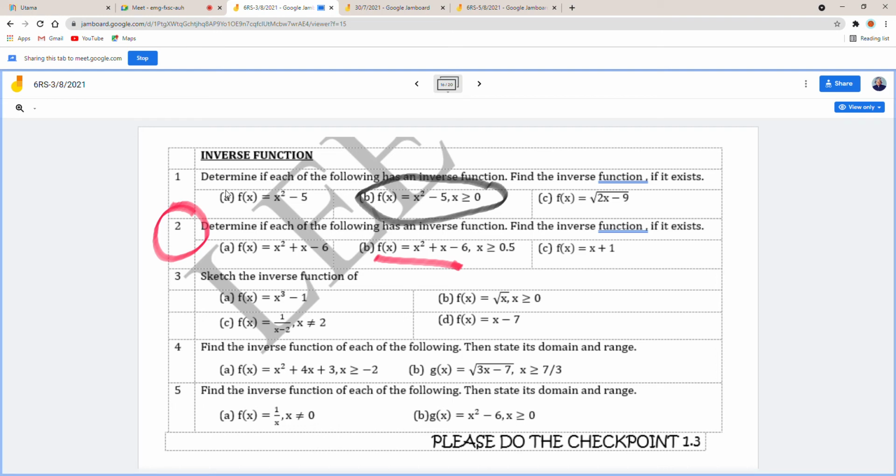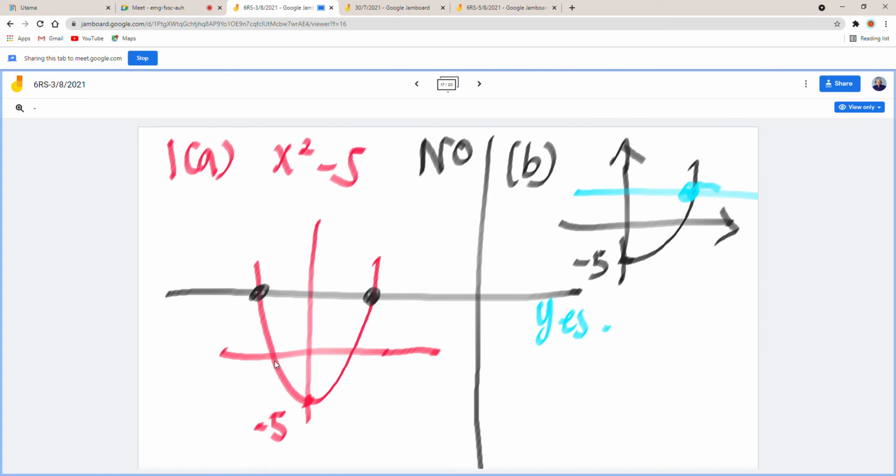Okay, for this one you have to draw the graph and do the vertical line test, after doing the horizontal line test. For one area it is like this. After doing the vertical line and horizontal line test, you get 2 intersections, so it's not an inverse graph. And this one is yes, because for B it is yes.